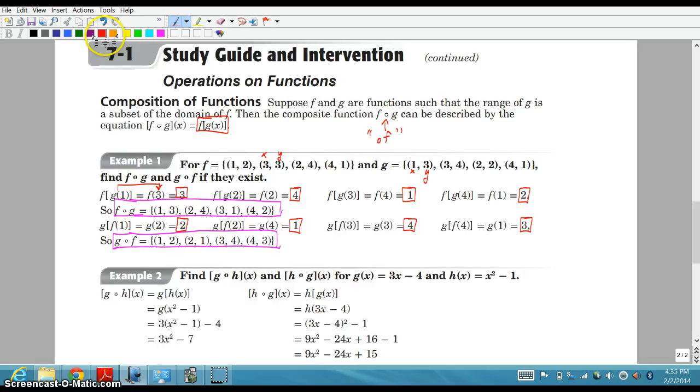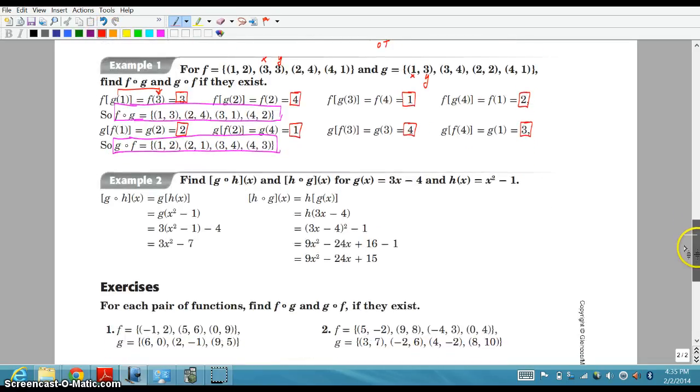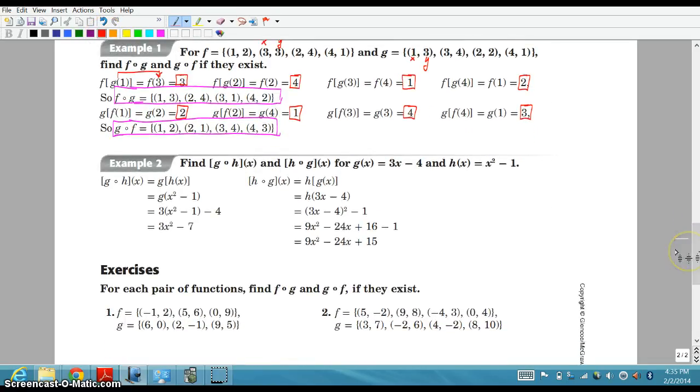Moving on to example 2. Find g of h of x and h of g of x for g of x equal to 3x minus 4 and h of x equal to x squared minus 1.